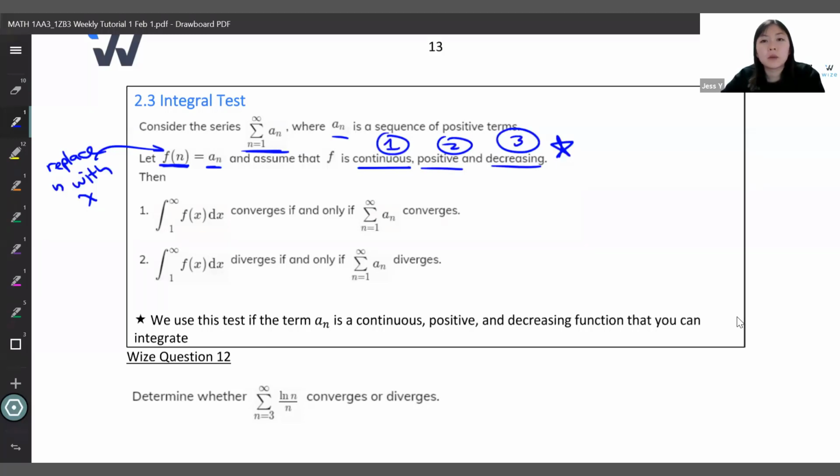So assuming your function is continuous, positive, decreasing, then this is what the integral test says. If I find the integral from 1 to infinity, so notice that those are the bounds for your series, right? And that integral converges. So remember you learned about improper integrals in week 1. Then if that integral converges, then the series converges. And it's an if and only if, meaning that if your integral converges, your series converges. If your series converges, this improper integral converges. And the opposite is true. If the integral diverges, then the series diverges, okay? So we're gonna use the integral test when you look at your terms and you see that it looks like some kind of function you can integrate.